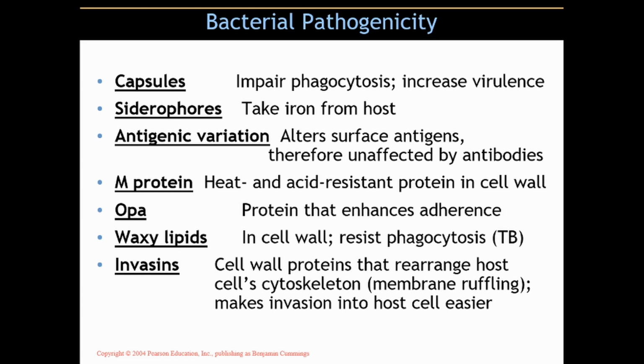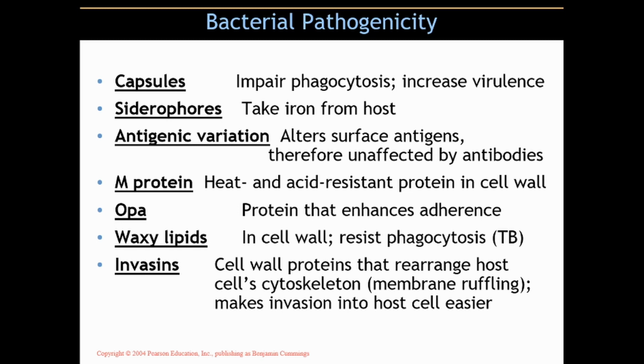Something else that bacteria possess are siderophores, which are compounds that take iron from the host. There's a strong affinity between iron and a siderophore. So if the bacteria possess enough of the correct siderophore, say if this is a pathogenic bacterium that lives in the blood, it can take iron from the blood and thrive as a result, because it now has the iron available to carry out all of its metabolic functions.